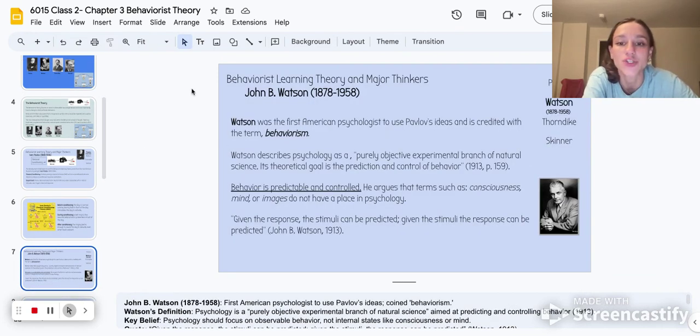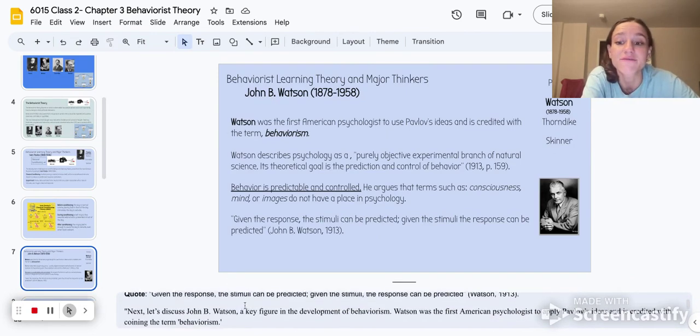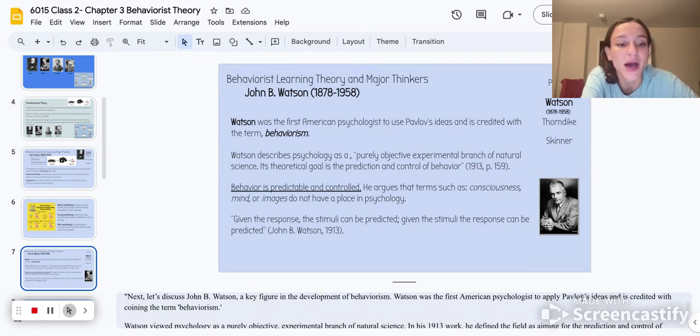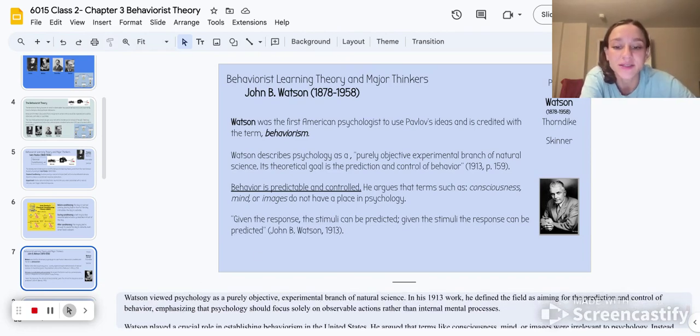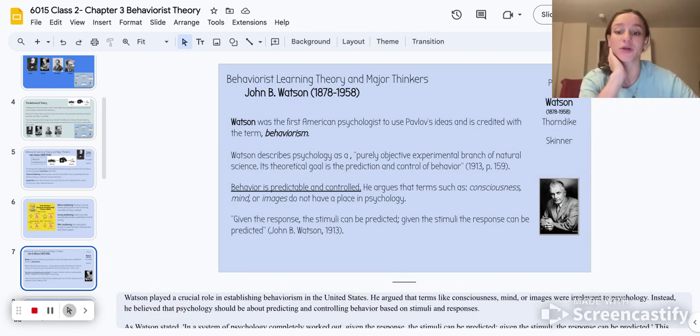Here I will talk about John B. Watson, 1878 to 1958. Watson was the first American psychologist to apply Pavlov's ideas, and he is credited with the term behaviorism. Watson viewed psychology as a purely objective experimental branch of natural science. In 1913, his work defined the field as aiming for the prediction and control of behavior, emphasizing that psychology should focus solely on observational actions rather than internal mental processes. So he played a crucial role in establishing behaviorism all throughout the United States.